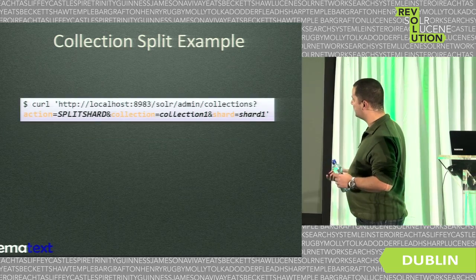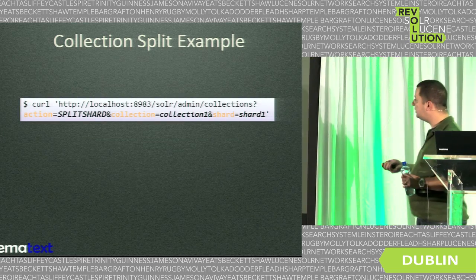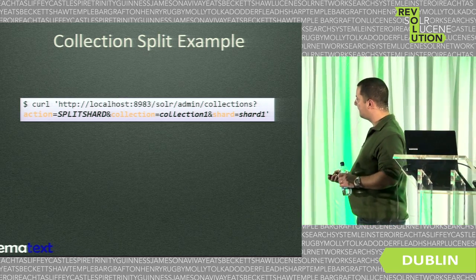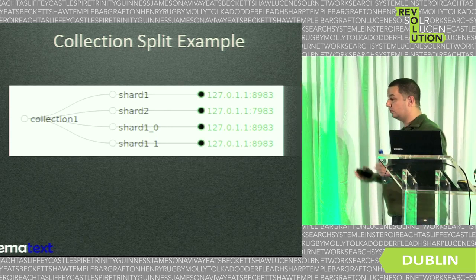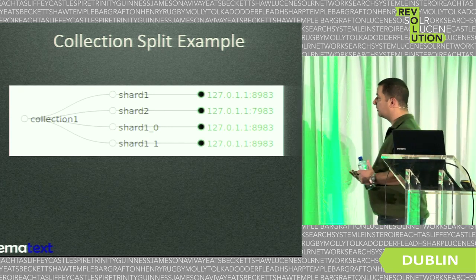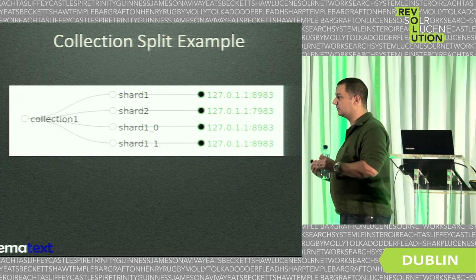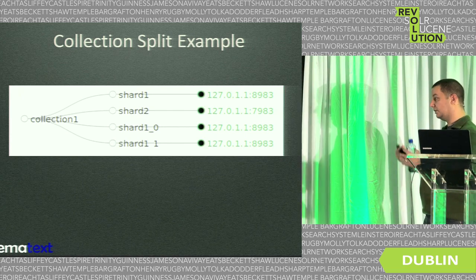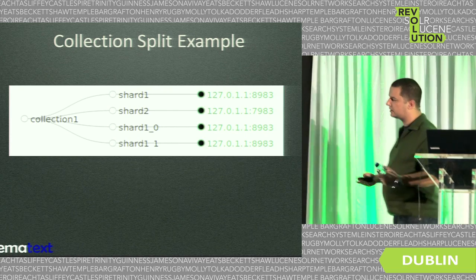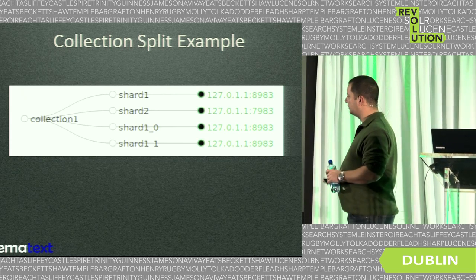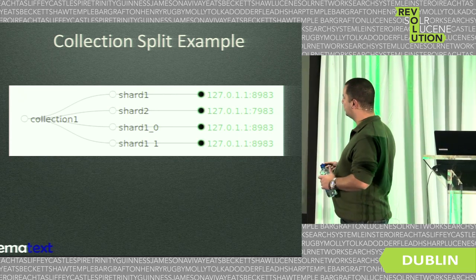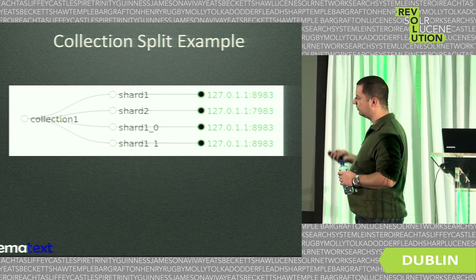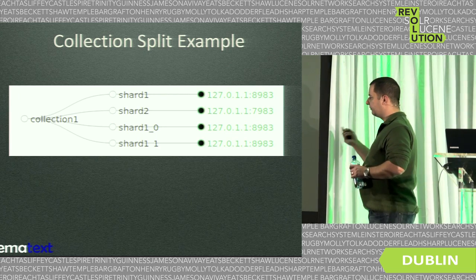How it looks like: we specify the split shard command, we specify the collection, and we tell Solr which shard we want to divide. After this command runs, it can take a while, depending on how much data your shard contains, because basically Solr needs to read the whole index, split it into two, rewrite the cluster state JSON, and delete the documents from the old shard of the collection. And after that is done, you would see something like this in the cloud view.